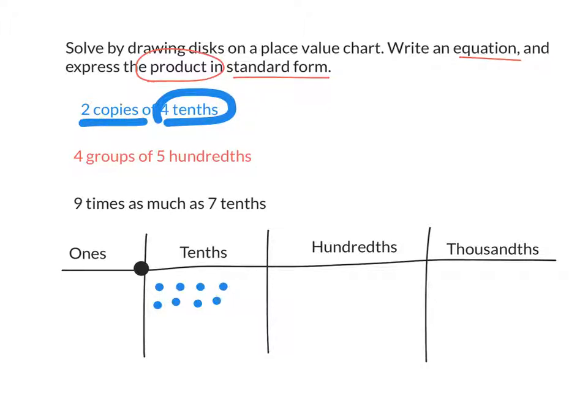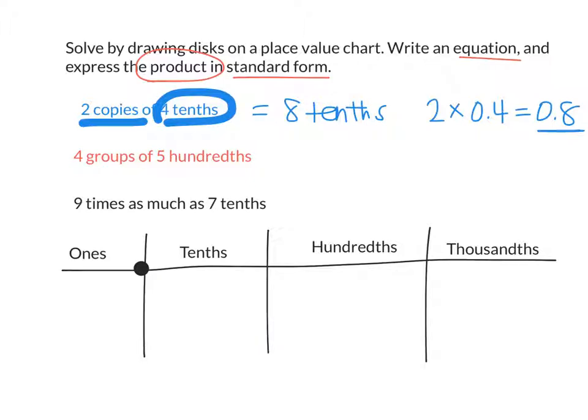So then what's my final answer? How many tenths do I have altogether? 8 tenths. Okay, but if I have to write an equation, it would look like this. 2 copies of 4/10 equals 8 tenths. And there I have my product in standard form. Does that make sense? Go ahead and write your equation and your product in standard form. Let's take a look at this next example.